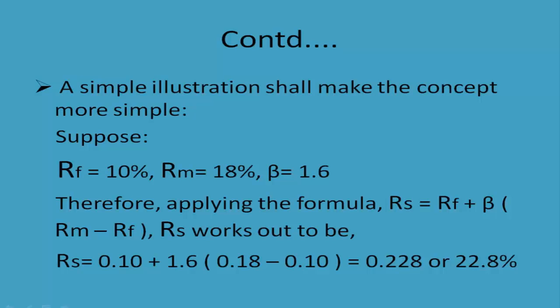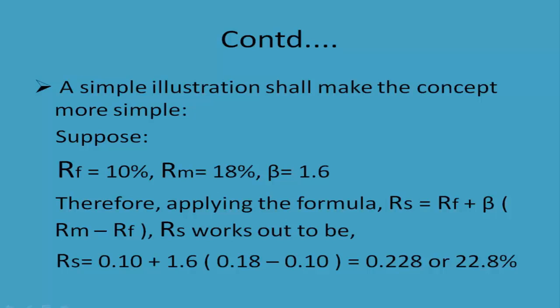That is, 10% is the risk-free rate of return, and in order to earn an excess return from the market over the risk-free rate, that is 8%, the firm has to withstand systematic riskiness, which has been denoted by a high beta, that is 1.6. So this invariably leads to asking for an overall return of 22.8%, or approximately 23% as an RS.